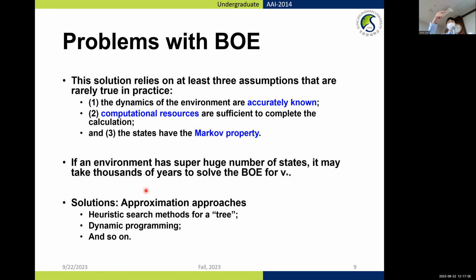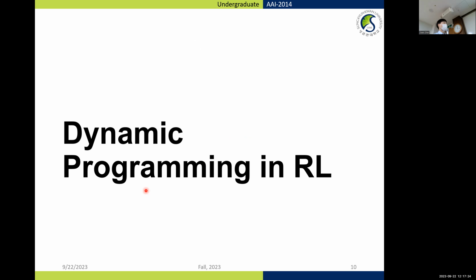In the last lecture, I already showed you how we can use the Bellman equation to gradually calculate the state value function and update the policy. Dynamic programming just uses that kind of iterative process to update the state value. Okay, dynamic programming in RL. So far, any questions about the last lecture?